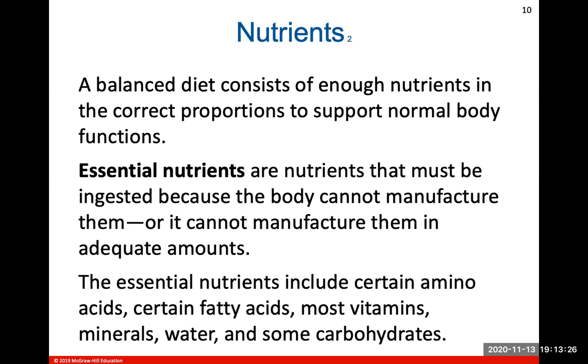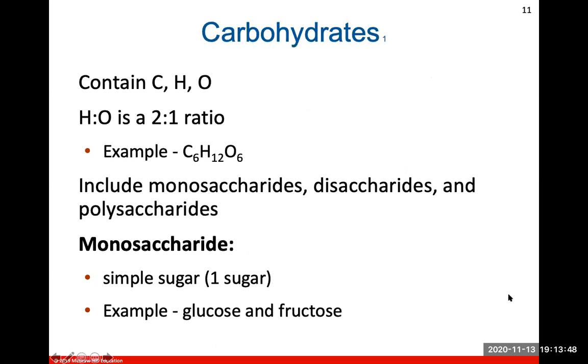A balanced diet will consist of enough nutrients in the correct proportions to support normal body functions. We talk about essential nutrients because these are nutrients that must be ingested because the body cannot make them or it cannot make them in adequate amounts. The essential nutrients include certain amino acids, certain fatty acids, most vitamins, minerals, water, and some carbohydrates.